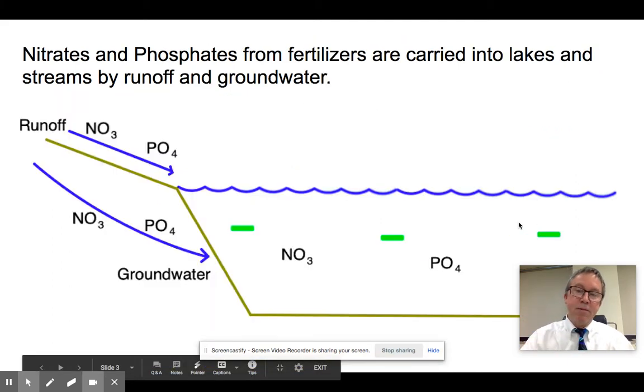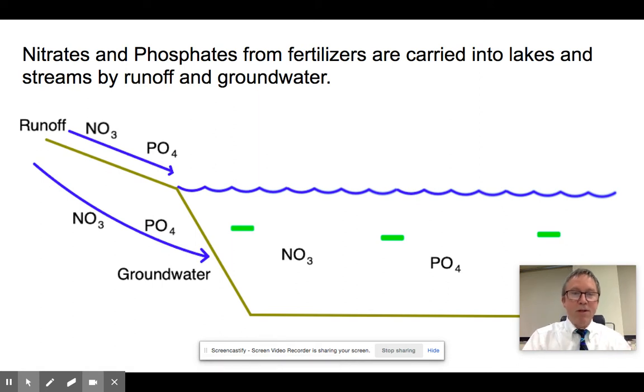Now, here's some of my lovely artwork. I hope you enjoy it. So this is supposed to be water. This is supposed to be little algae floating in the water. Now what's happening is the runoff and the groundwater, in this case, are both bringing in nitrates and phosphates, either from fertilizers or from animal waste, human sewage, whatever. And it's going to get into this body of water.